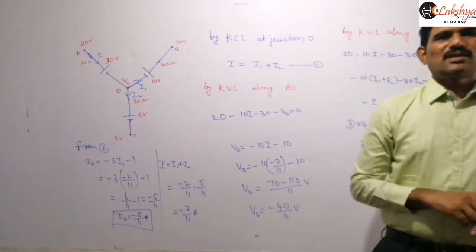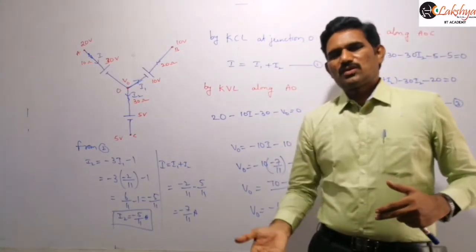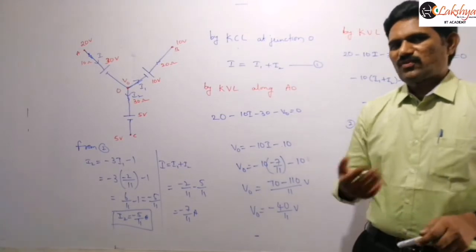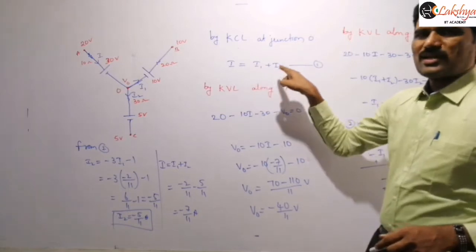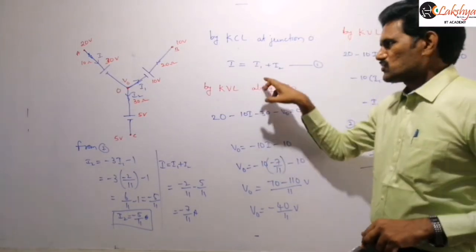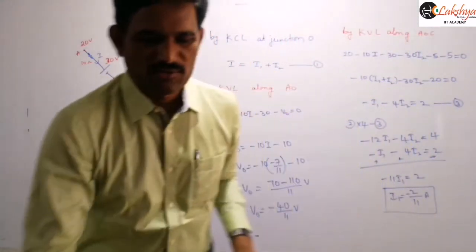Then from that we calculate the V value. The other method is: first you get the V naught value, and from that you can calculate these I1, I2 and I values. To find that V naught value, we just need to find the I1 and I2 values, similar to our previous problem, and substitute those values in this equation. So let us see how to find I1 and I2 values.